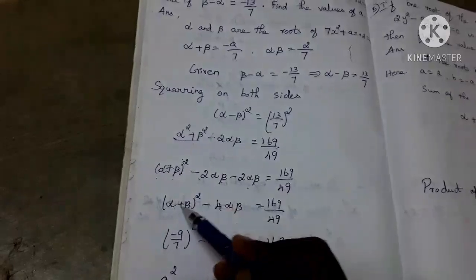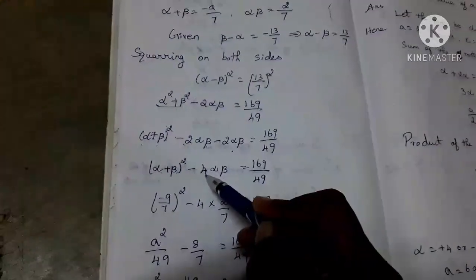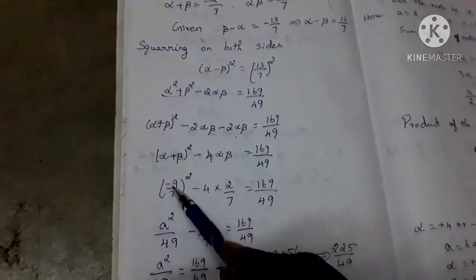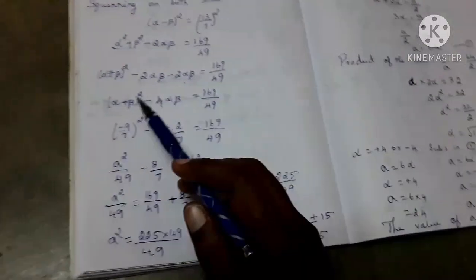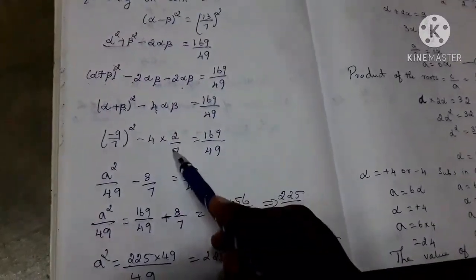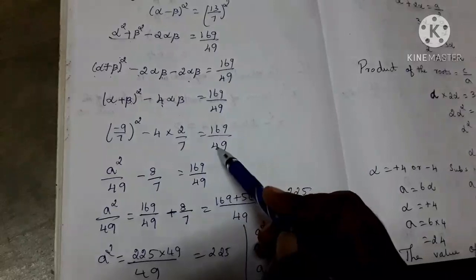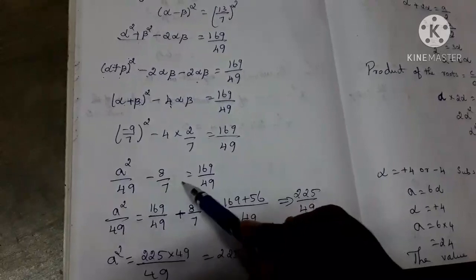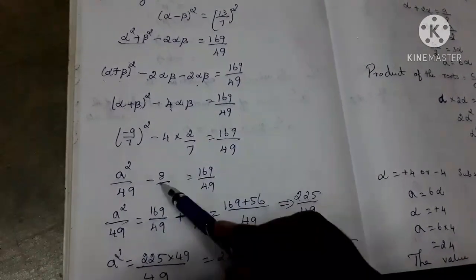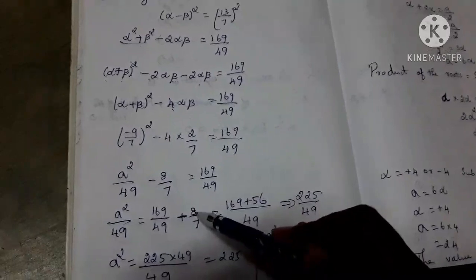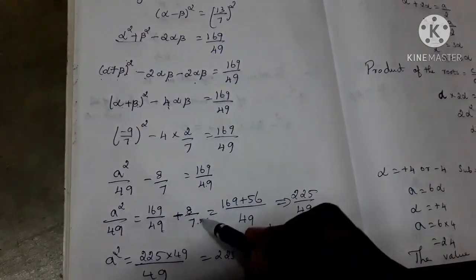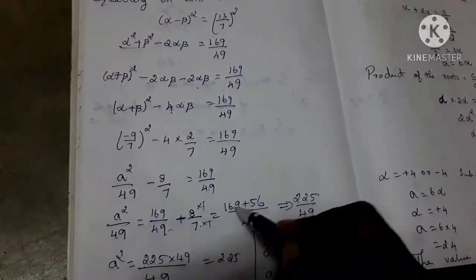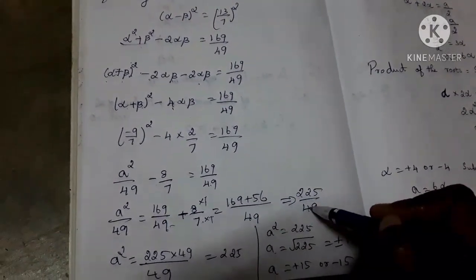Solving, alpha plus beta the whole square minus 4 alpha beta is equal to 169 by 49. Alpha plus beta the whole square is (minus 9 by 7) whole square minus 4 into 2 by 7 is equal to 169 by 49. This means a square by 49 minus 8 by 7 is equal to 169 by 49. So minus 8 by 7 comes this side, it becomes plus. So we take the LCM. We have to multiply by 7, 8 sevens are 56, 49. So 169 plus 56, 225 by 49.